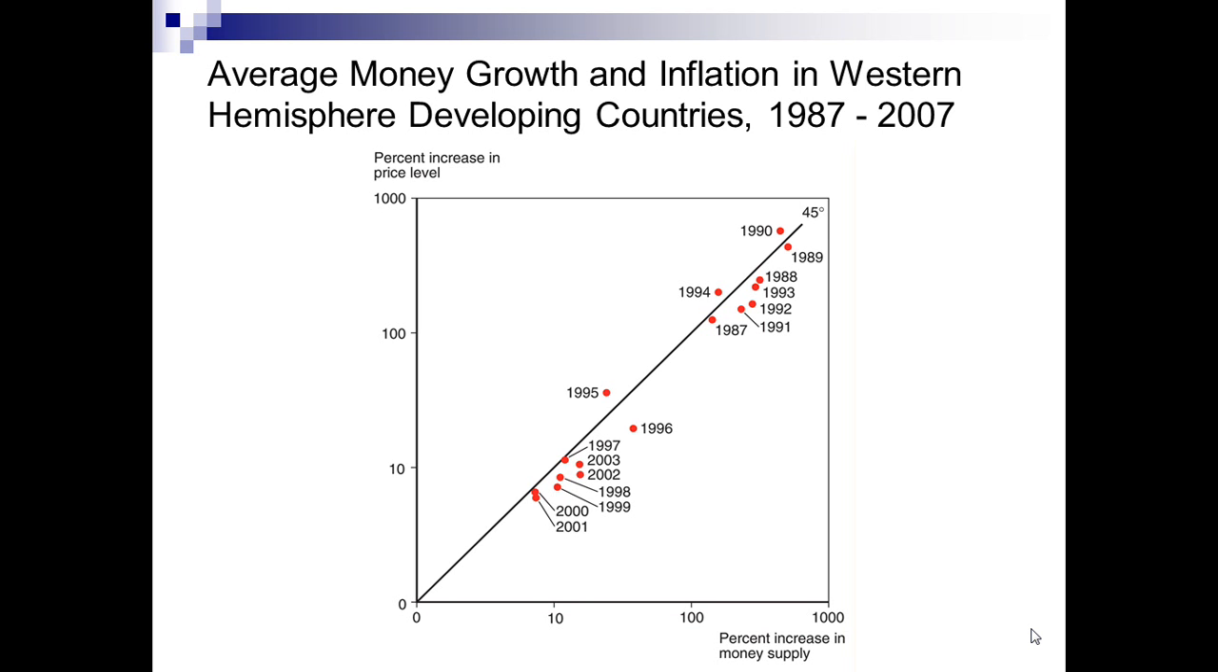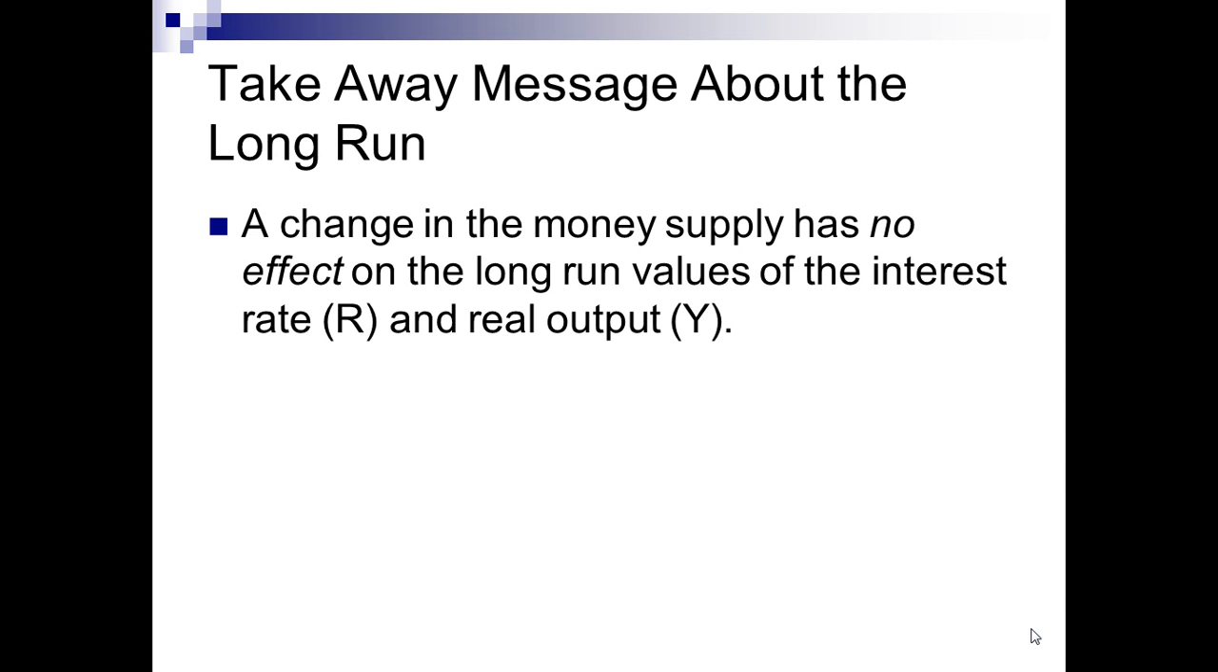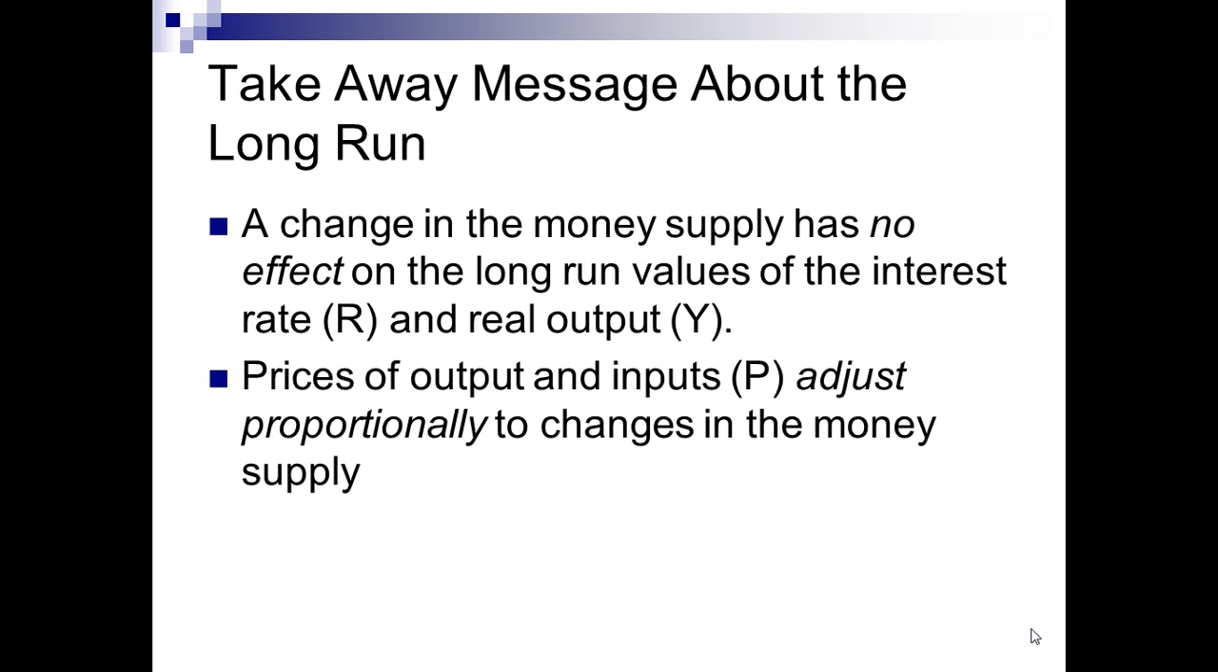So there's lots of empirical evidence that, at least in the long run, price levels will rise to match money supply increases, or will decrease if money supply decreases. So what is the takeaway message here about the long run? First, that a change in the money supply has no effect on the long run values of the interest rate and real output. And secondly, the prices of output and inputs, P, adjust proportionately to the changes in the money supply.